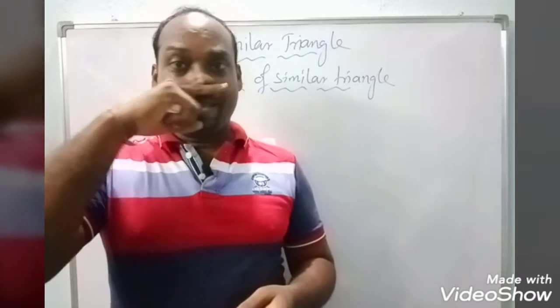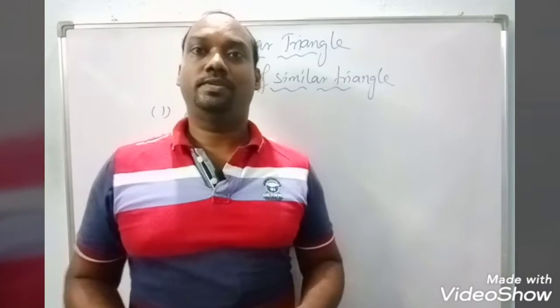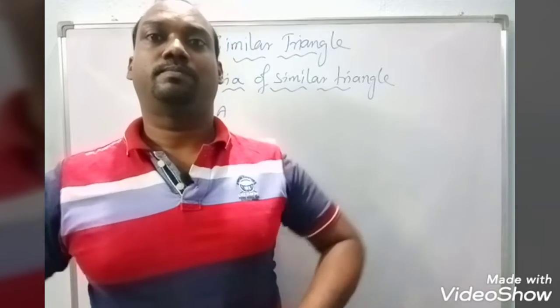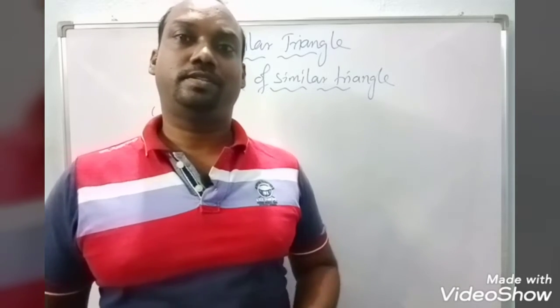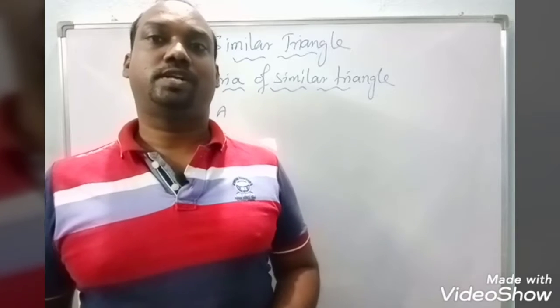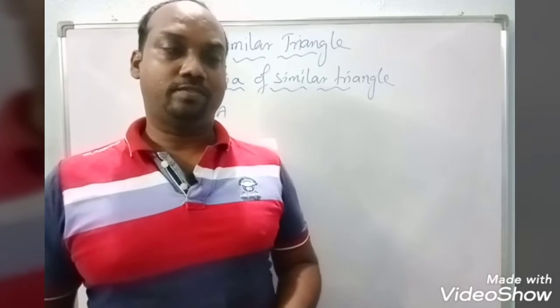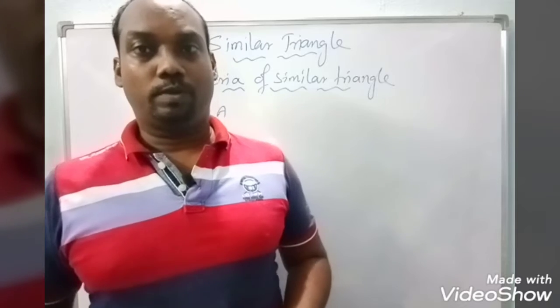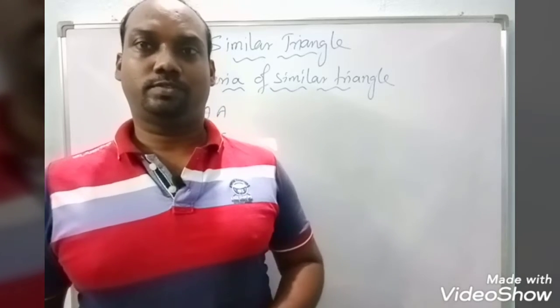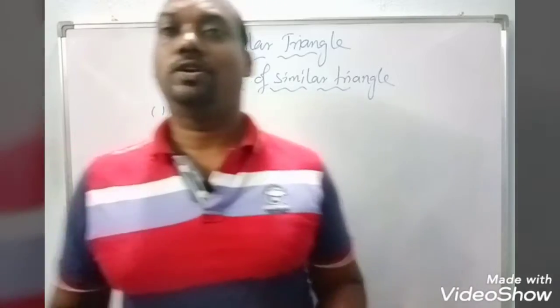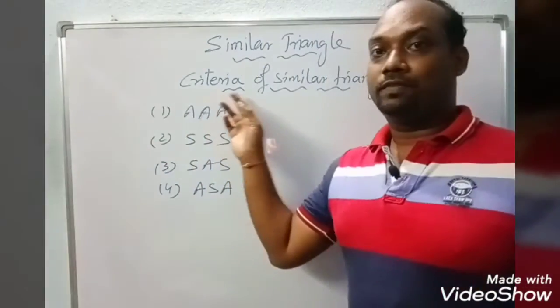So students, previously we have learned about similar triangles. In that we have learned two theorems based on similar triangles, that is the basic proportionality theorem, and we have also solved the converse of the basic proportionality theorem. Based on that we have solved some problems and exercise problems related to it. So today we are going to start a new topic that is completely based on the criteria of similar triangles.